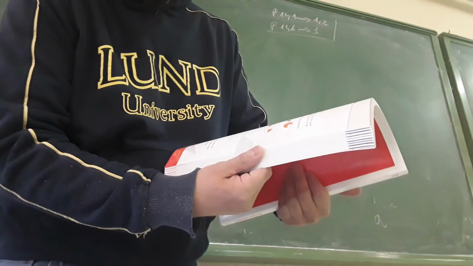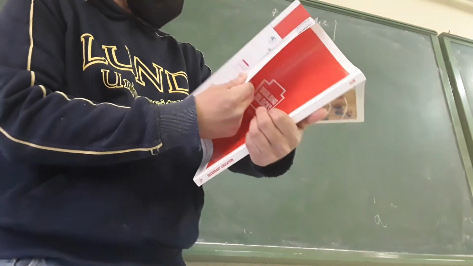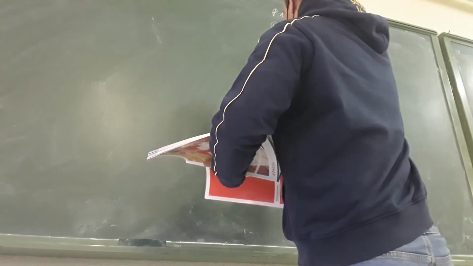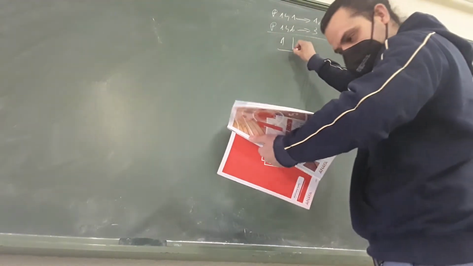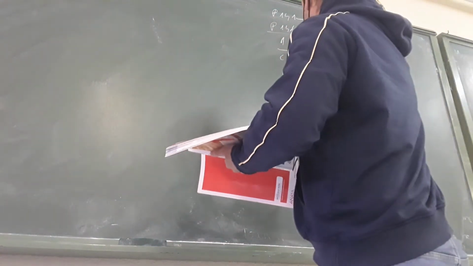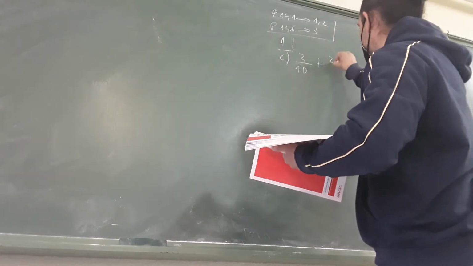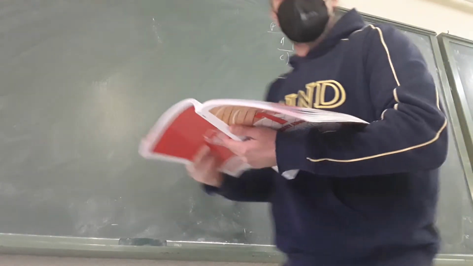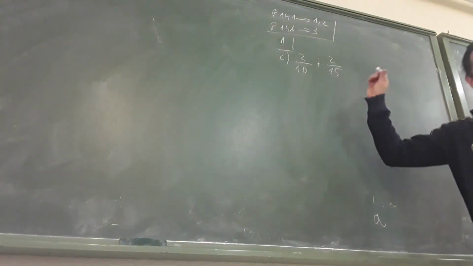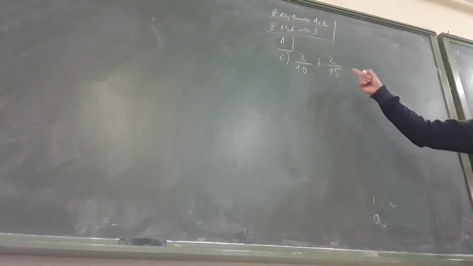Ok, page 141. So let's start with exercise 1. I don't know if we started with this one. Yes, we corrected A and B, maybe? C. Okay, let's start with C. 3 tenths plus 2 over 15. Let me remind you, let me do 2 or 3, do one, and then you will be able to participate.